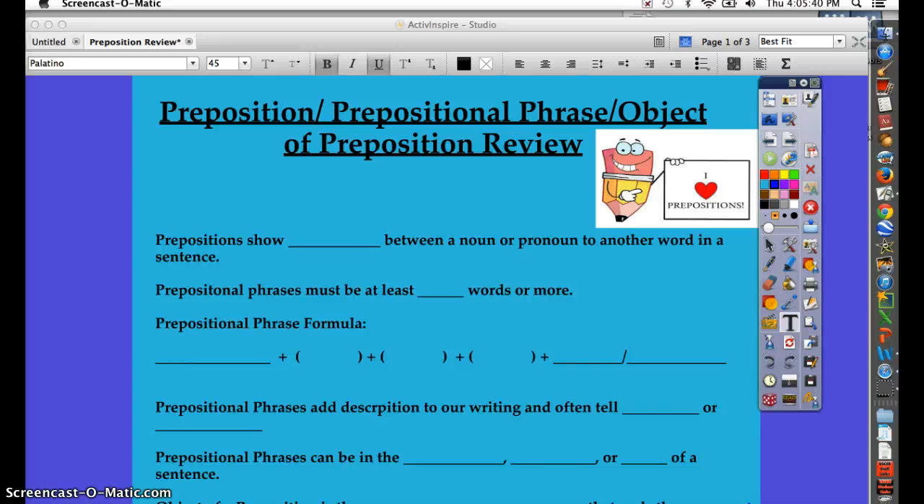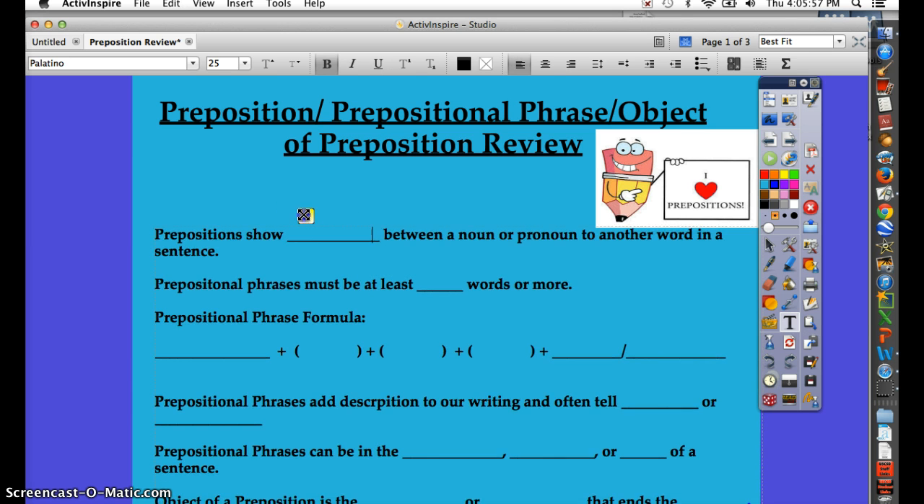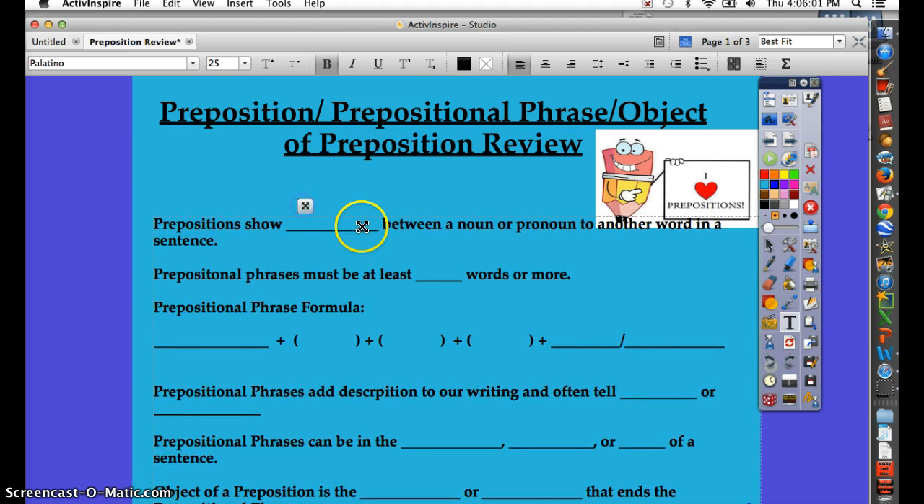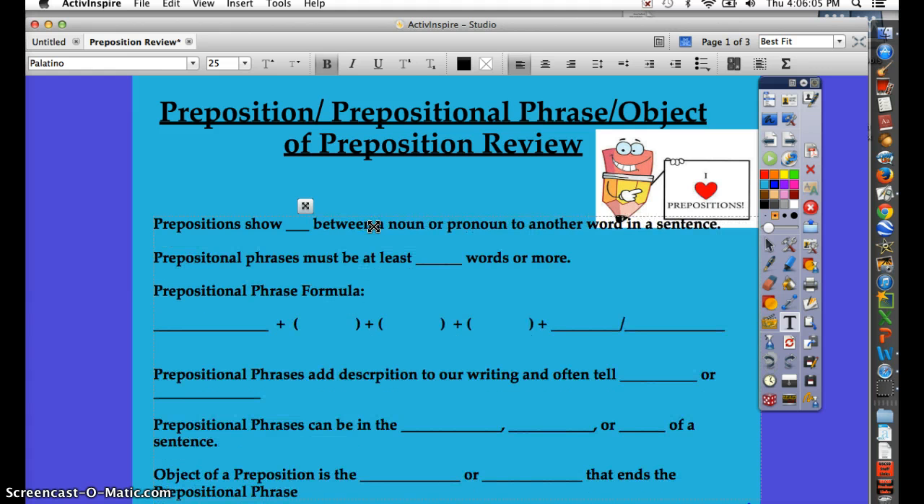This video will help us to review the preposition, prepositional phrase, object of a preposition unit that we've been studying in language arts. So as you can see, we started off the unit learning about prepositions and what their job is in a sentence. And looking at the first concept, prepositions show, as you can see, their basic function in a sentence is to show relationships between a noun or a pronoun to another word in the sentence.